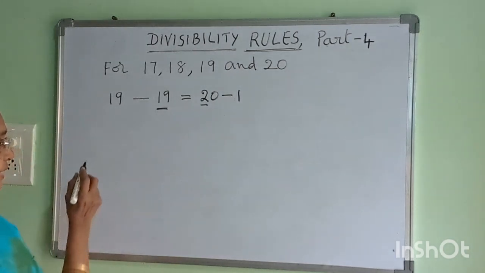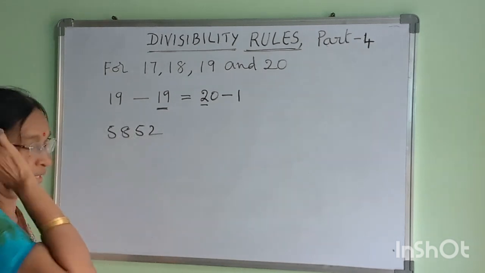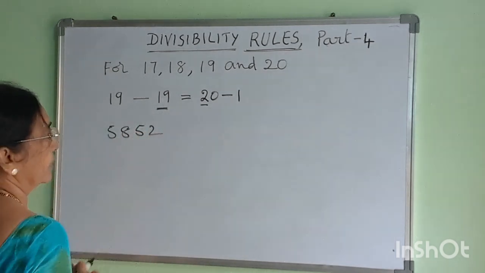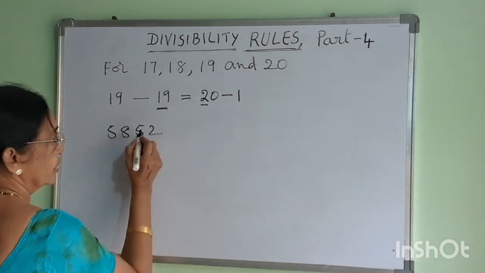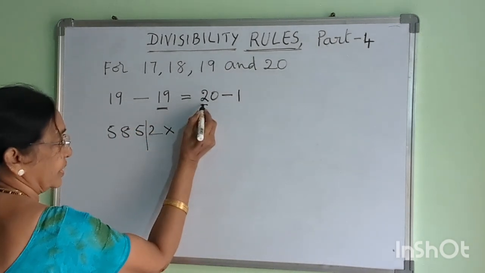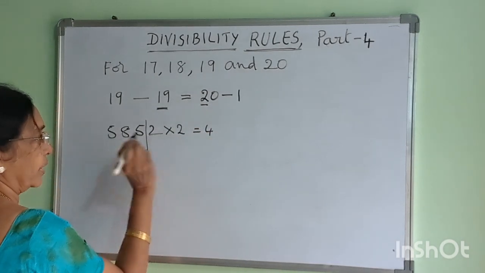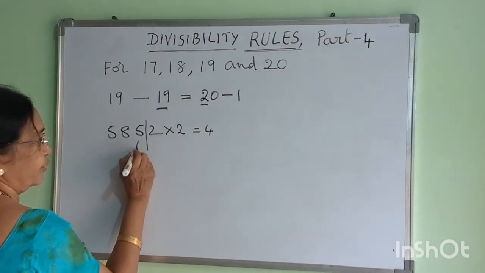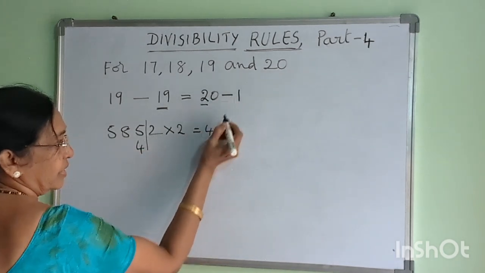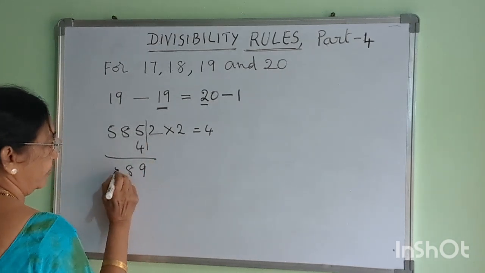So let us take a number 5852. Check whether it is a multiple of 19 or not. Separate the units digit and multiply it with its oscillator 2. We get 4. Then add this number to the remaining number 585. You have to add because we got minus here. So add this number. We got 589.